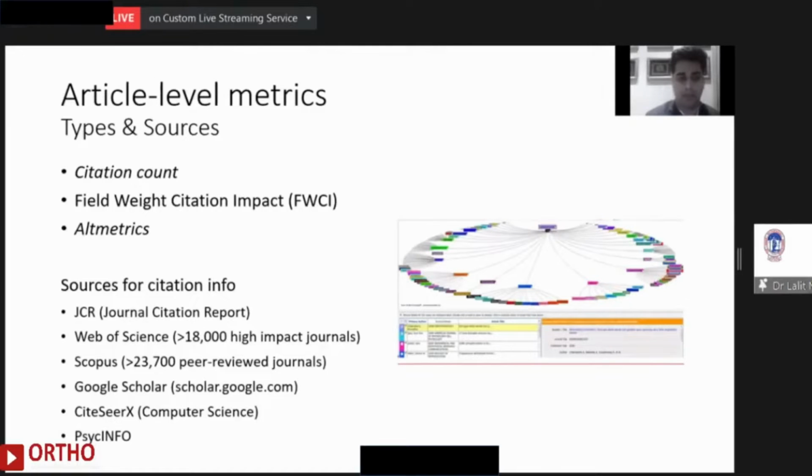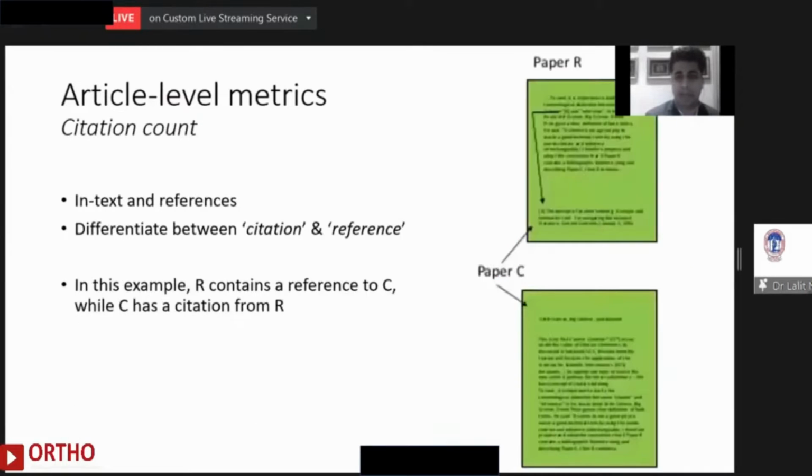The sources include the Journal Citation Reports, which you can get online, and then the Web of Science, Scopus, Google Scholar, ScienceDirect, and PsycINFO, which are all different websites where you can look for article level metrics and citation count. The citation count is how many times that particular article has been cited, or how many times you actually use it as a reference in your article. So understand the difference between citation and reference.